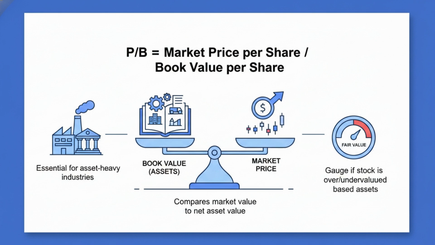The PB ratio is particularly insightful for companies with significant tangible assets, such as manufacturing firms, banks, or real estate developers. It helps investors gauge if a stock is over or undervalued relative to the accounting value of its assets, offering a grounded perspective on a company's intrinsic worth based on its physical and financial holdings.